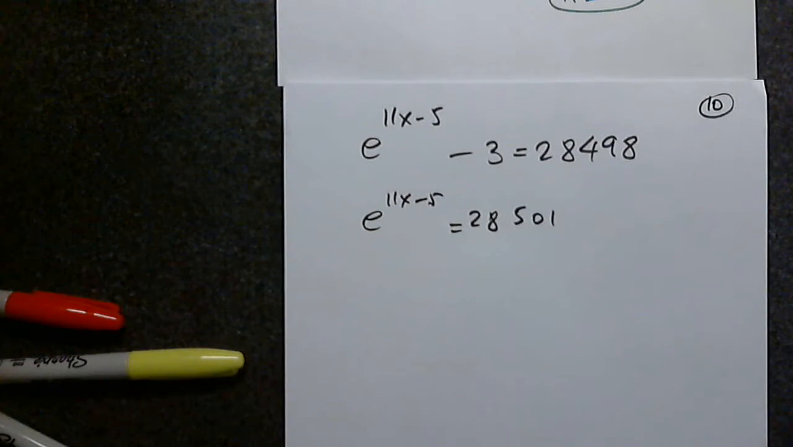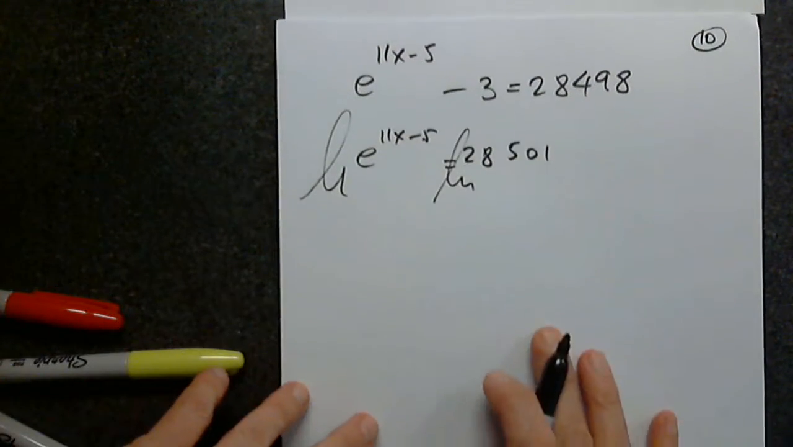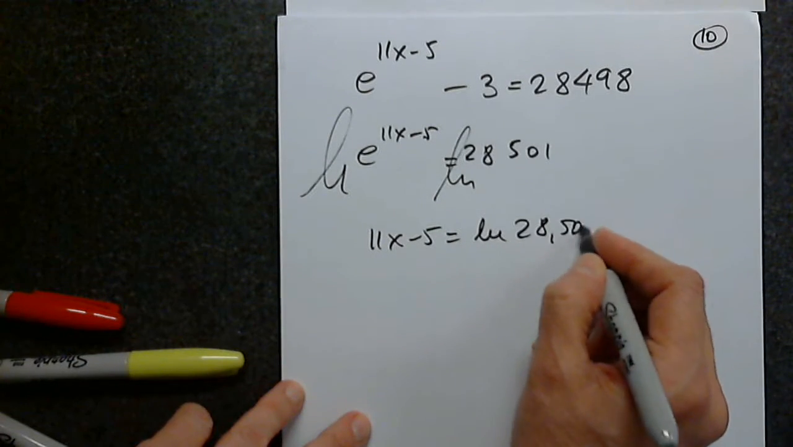Now I know that e and 28,501 will not be presented with the same base. So therefore, I have a different procedure, a different mechanism that allows us to solve this equation. What is that mechanism called? Exactly. I have to apply the inverse function to both sides. So I get 11x minus 5 equals natural log 28,501.